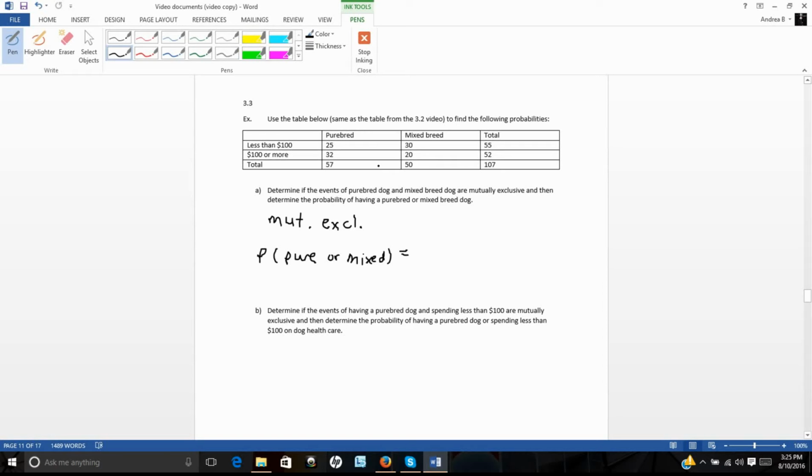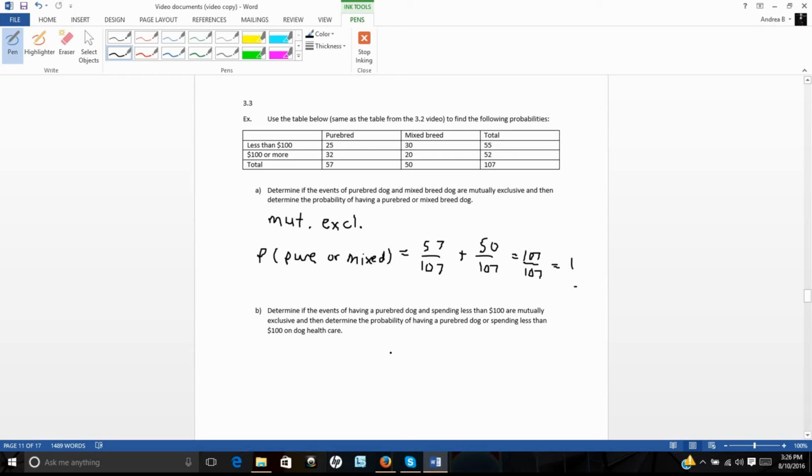So in this case, of it being purebred, would be 57 out of the 107, plus mixed breed is 50 out of the 107. So there we get 107 out of 107, which equals 1, which should make sense that any of the dogs that are selected here are going to be either purebred or a mixed breed dog. There's nothing else to choose from, so that probability is 100% or 1 as a decimal.